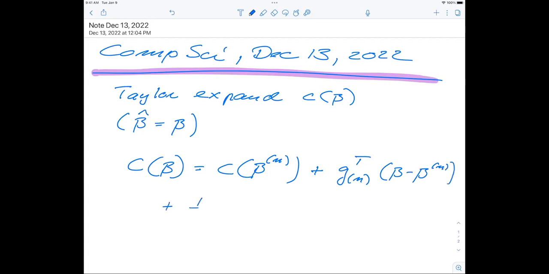And then we had plus 1/2, and we should put an approximation sign here because we stop actually at the second derivative. And then we have beta minus beta iteration n transpose multiplied with a Hessian matrix evaluated at iteration n. So we're actually calculating all the second derivatives at that iteration. And this is then multiplied with beta minus beta of n here. The betas are vectors now.